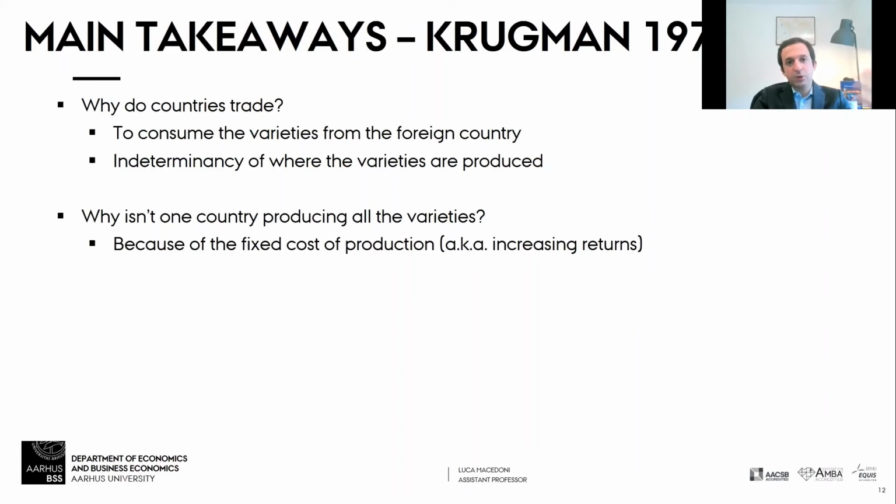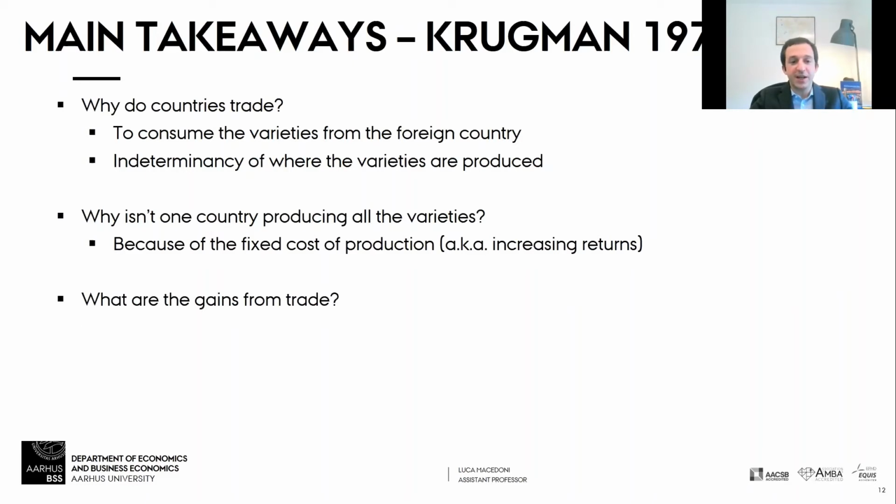If Denmark were to be producing all of the varieties in the world, pretty much all the workers in Denmark would be dedicated to the fixed costs of production. We would have great factories everywhere, but none of the factories would produce anything because there wouldn't be any workers for the variable production. And so it's more efficient if countries specialize in a subset of these varieties.